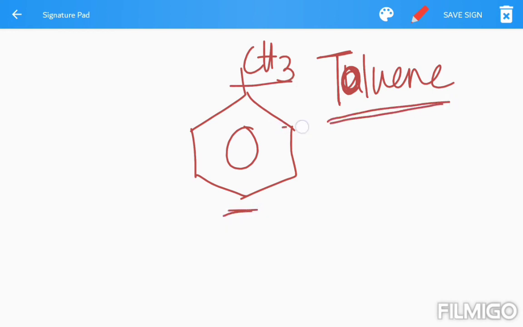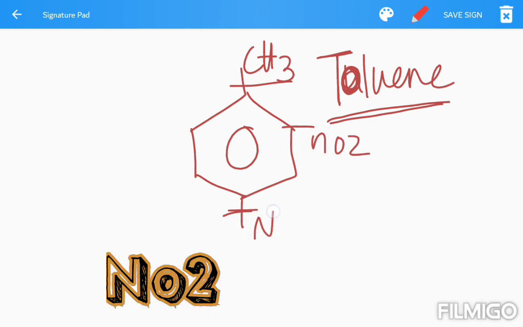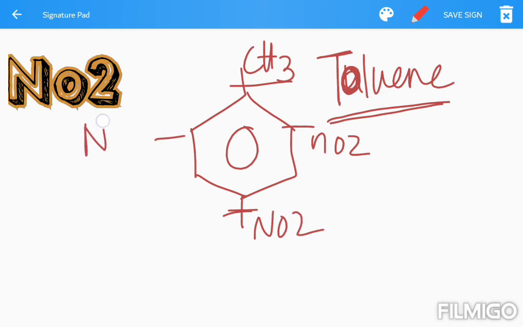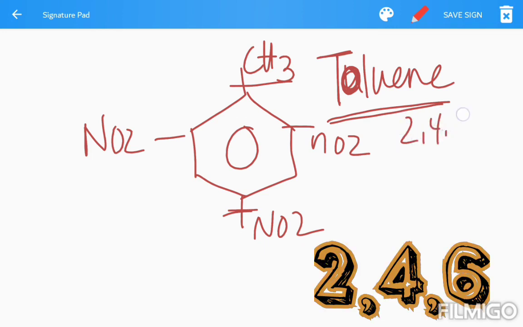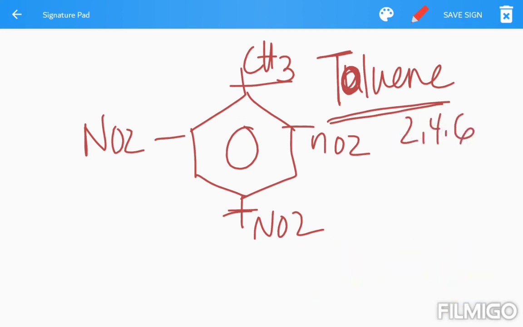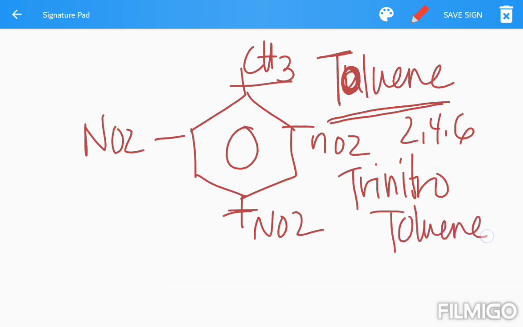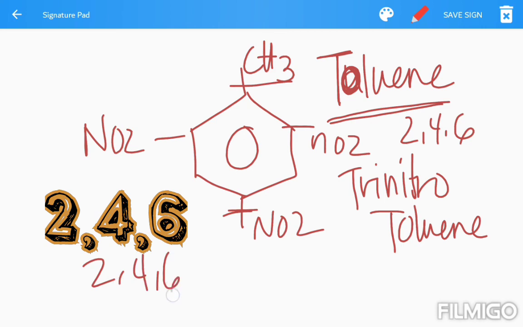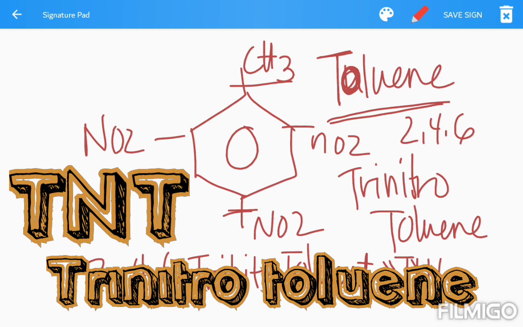So what if I have number 2 nitro, number 4 nitro, and number 6 nitro? So it will be 2, 4, 6 position, trinitro toluene, or simply 2, 4, 6 trinitro toluene, or the common abbreviation TNT.